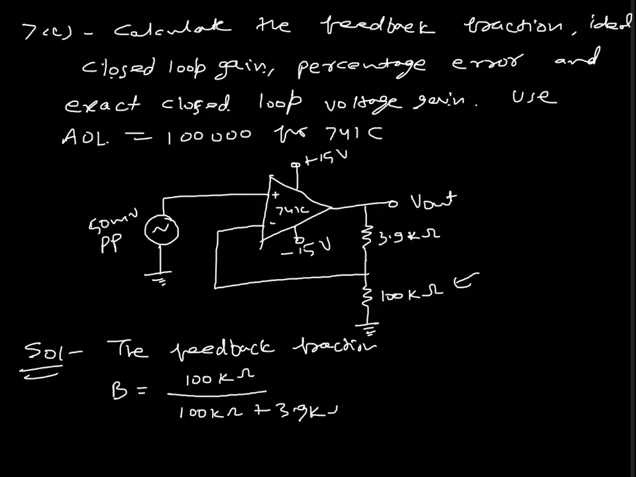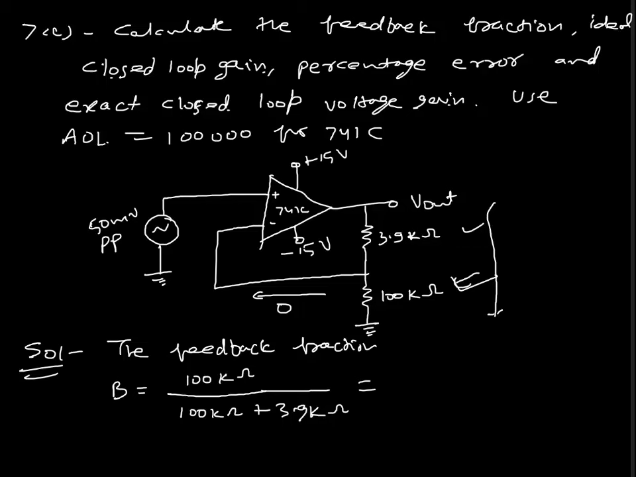Okay, so it means, see this, we assume this current to be zero. It means this resistance and this resistance are in series. So in series we use the voltage division rule. So B equals how much fraction will be given to the input. So it is the voltage across the 100 kilo ohm, but only the fraction we are calculating, we are not multiplying with the voltage. So if we solve this, we will get the value of B.